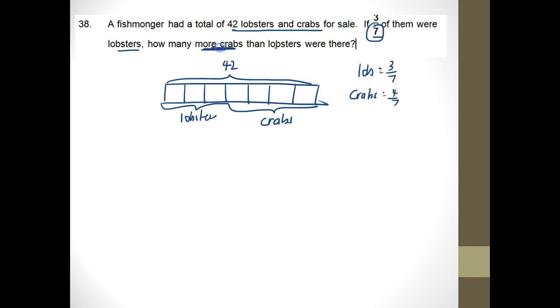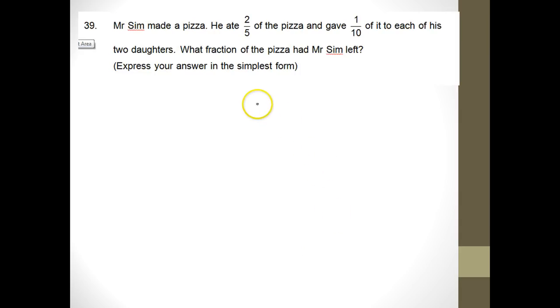How many more crabs than lobsters were there? So I know this is 4 units, this is 3 units. So 4 units minus 3 units is 1 unit. So I want to find how many more. I need to find 1 unit. So I know here is 7 units. The total is 42. 1 unit will be 42 divided by 7. And my answer is 6.